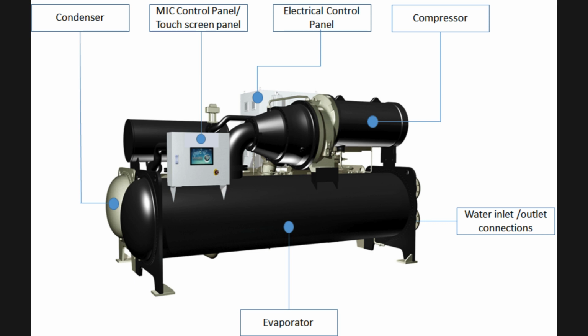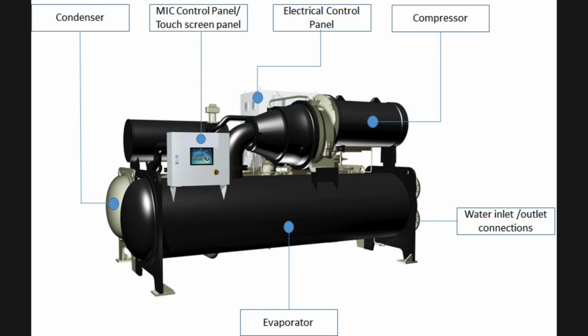Q. What is a compressor? A. A compressor is a device that increases the pressure of a gas. In a chiller, the compressor is responsible for pumping refrigerant through the system. Q. What is a condenser? A. A condenser is a heat exchanger that removes heat from a gas or vapor. In a chiller, the condenser cools the refrigerant, causing it to condense back into a liquid.